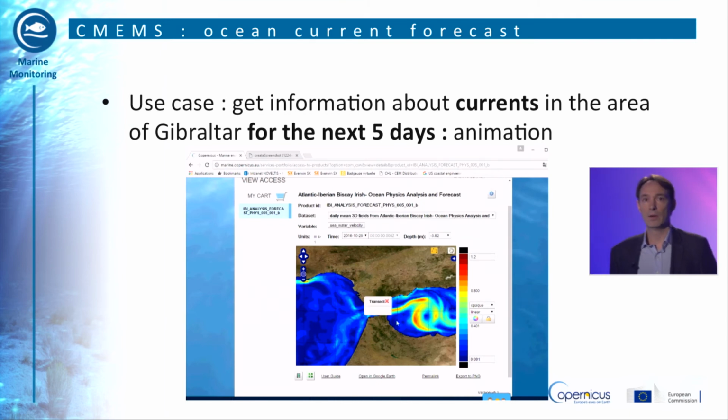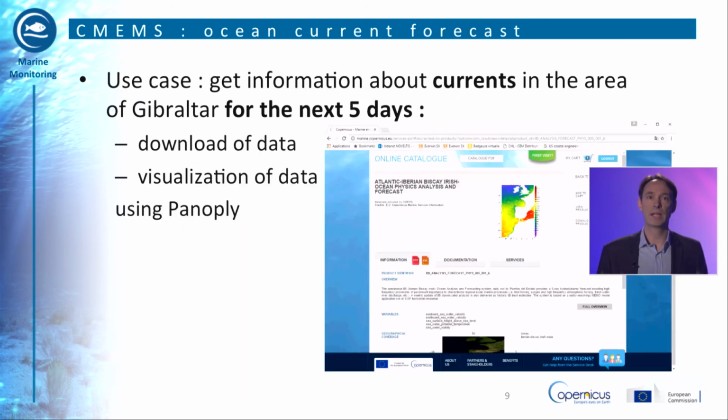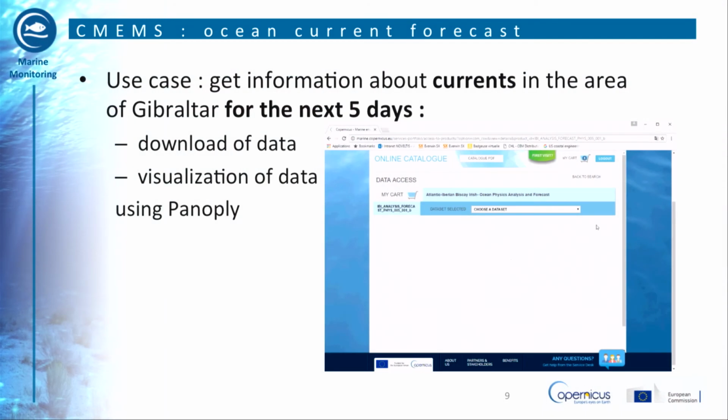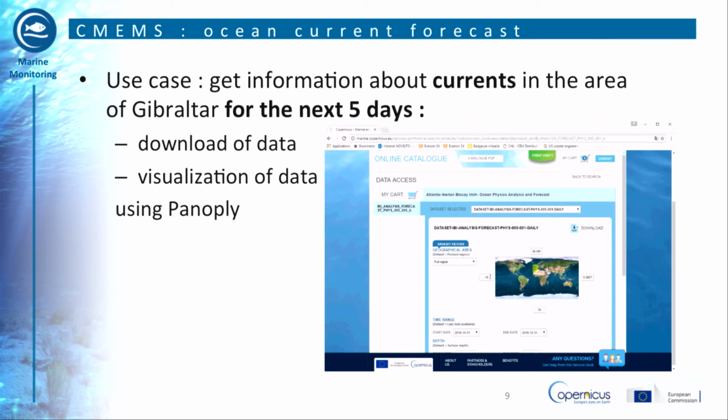The following video shows how to get information about currents in the area of the Gibraltar Strait and displays a demo consisting of downloading a temporal and spatial subset of the datasets. It also shows how to visualize the current map using Panoply software.